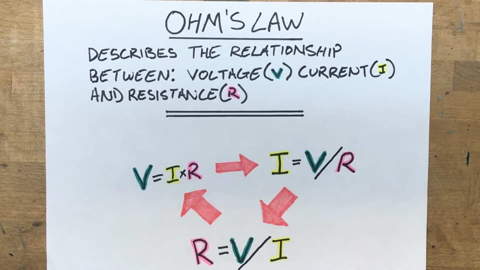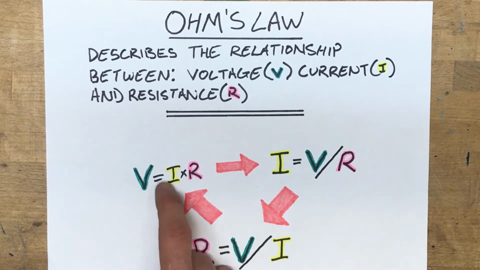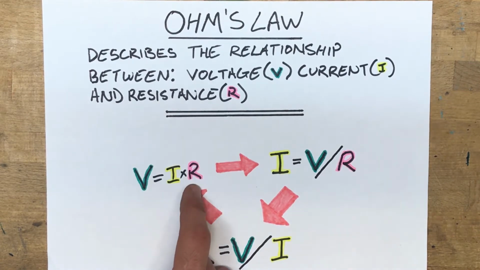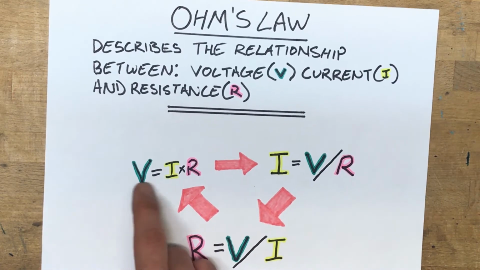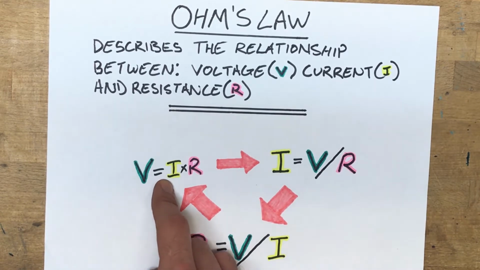If you remember basic algebra, you can divide both sides of the equation by the same variable and remove it from one side and shift it to the other. So I always try to remember V equals IR. Voltage equals current times resistance. And now that's voltage in volts, current in amps.